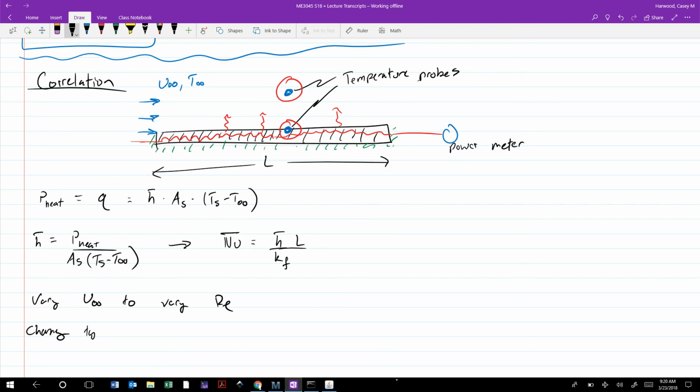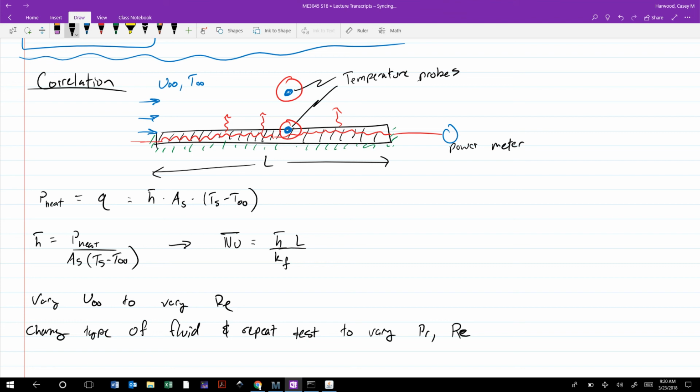Change the type of fluid and repeat the test to vary both the Prandtl number and the Reynolds number, because as soon as you change the fluid, you're going to have a totally different value of the Prandtl number. And you can continue to do this, changing the velocity and the type of fluid systematically to basically create a database of Nusselt numbers as a function of a wide range of Prandtl numbers and Reynolds numbers.